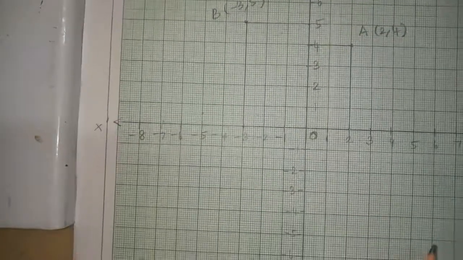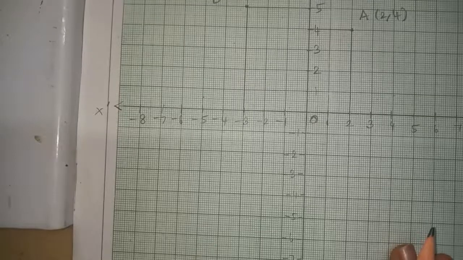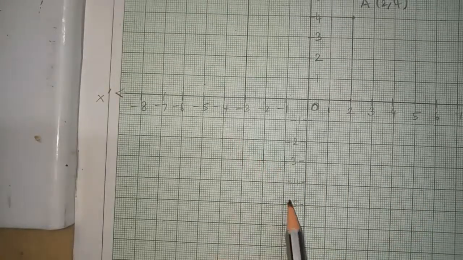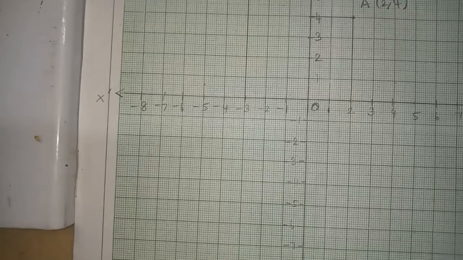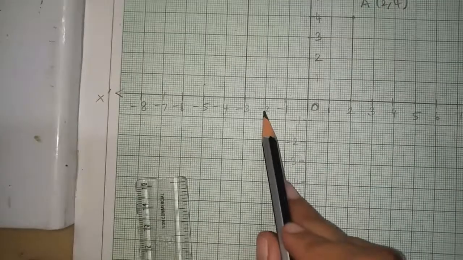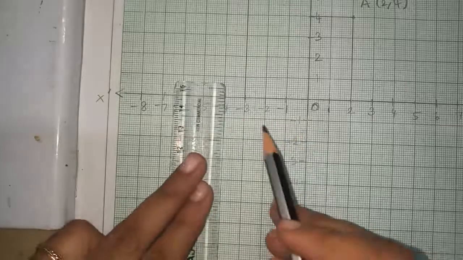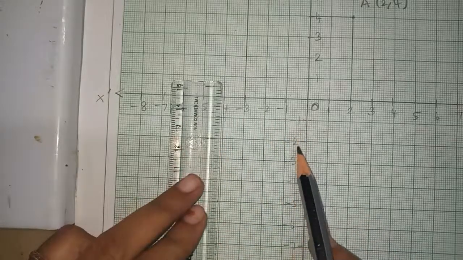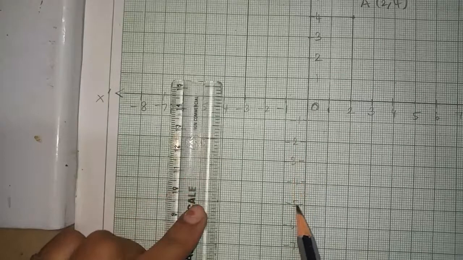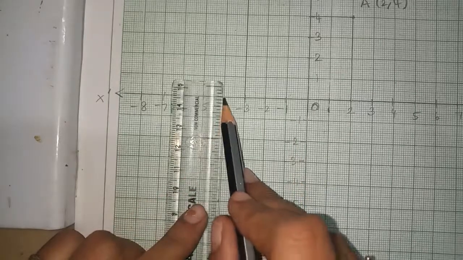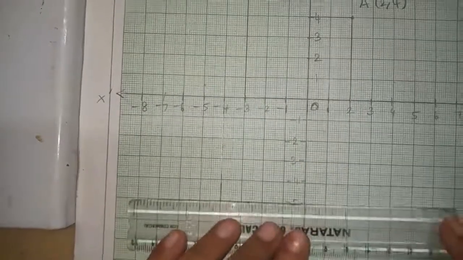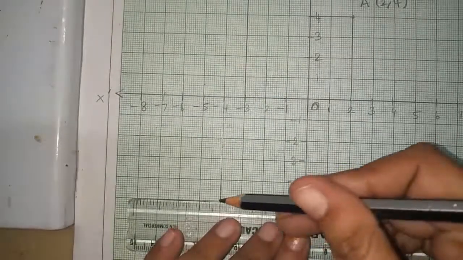Then the third coordinate is minus 4, minus 5. Minus 4, minus 5 lies in the third quadrant. So here you have minus 1, minus 2, minus 3 and minus 4. So minus 4 to minus 5: minus 1, minus 2, minus 3, minus 4, minus 5. So this is the meeting point of minus 4, minus 5. So that's all.